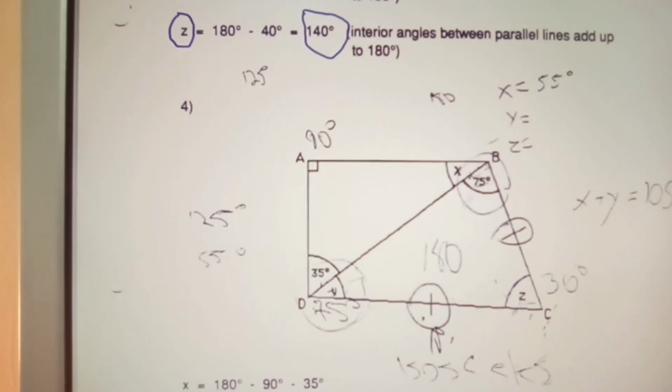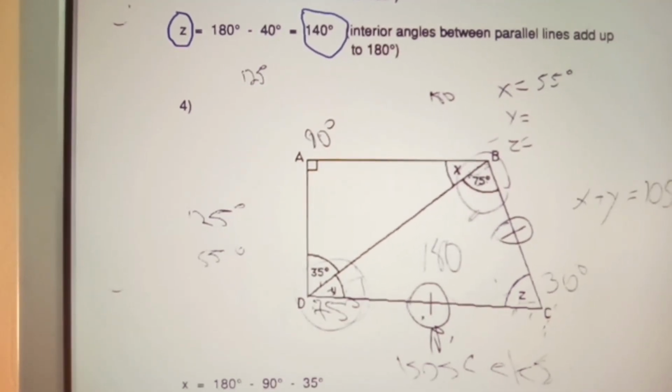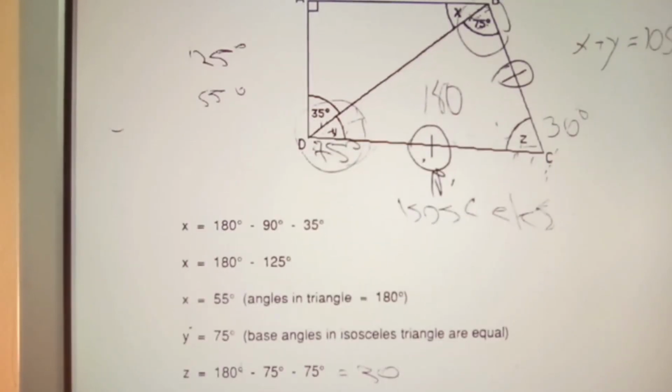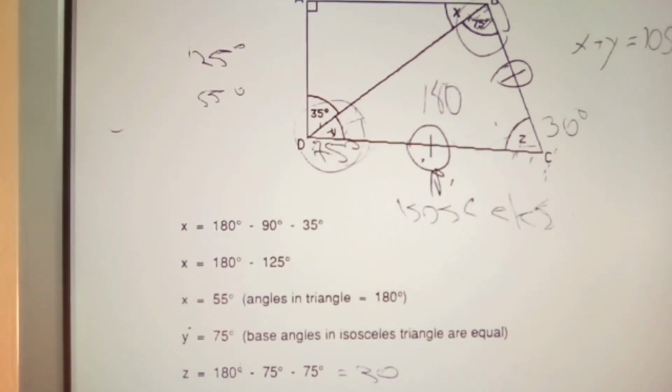But you can see here that we have question 4, and we've been asked to find y, z, and x. We have corners A, B, C, and D. And we know that's 90 degrees already. We're told here that is 75 degrees. That's 35, that's 35.